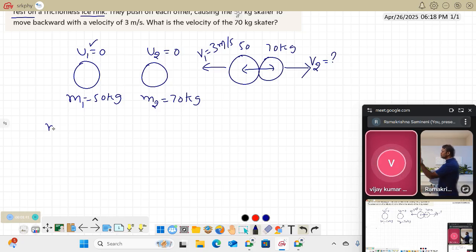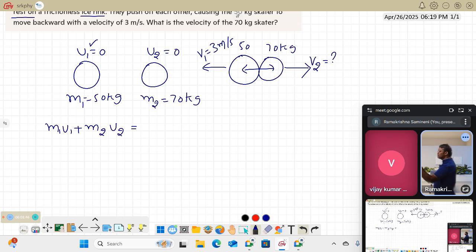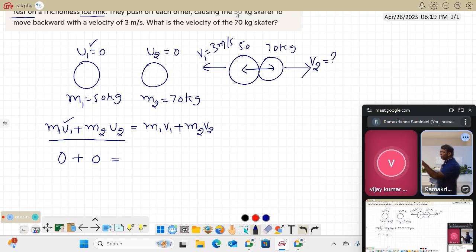m_A u_A plus m_B u_B is equal to m_A v_A plus m_B v_B. In the place of A we have 1, in the place of B we have 2. So m1 u1 plus m2 u2 is equal to m1 v1 plus m2 v2. Apply the values. Velocity of the first body is 0, second body also 0. So 0 into anything is 0. So this side becomes 0 plus 0. 50 into 0 plus 70 into 0 is 0 anyway.